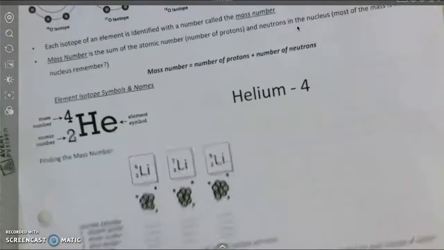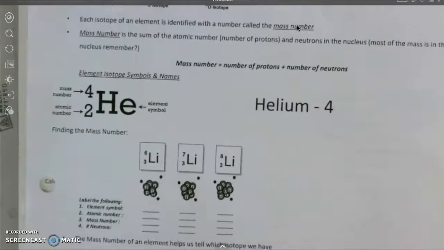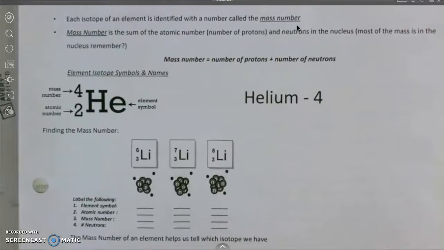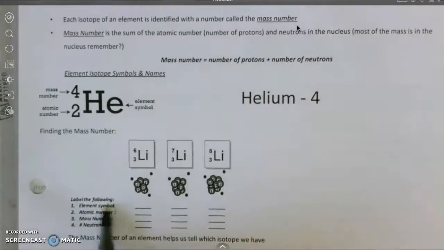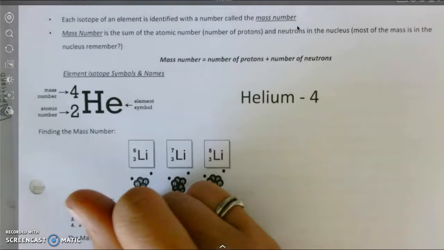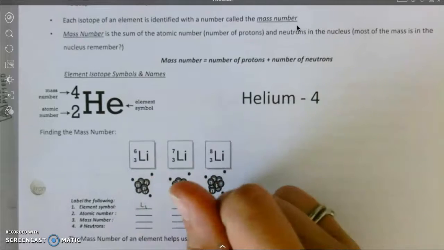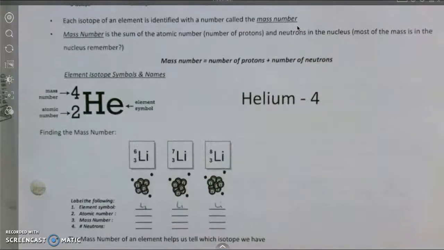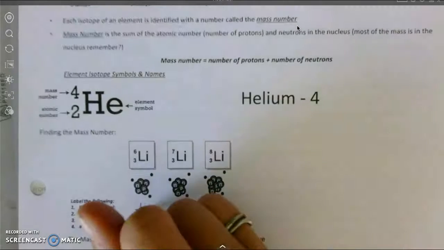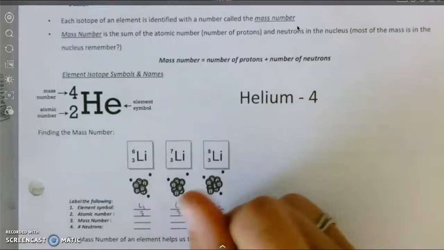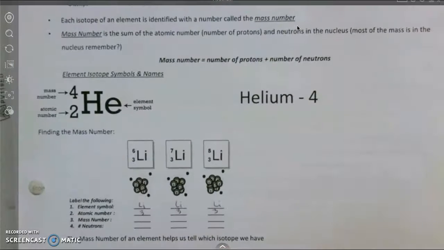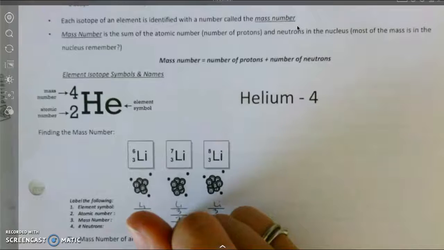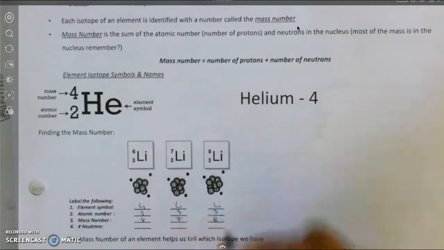Okay, so when I look at my different lithium atoms that I have here, the element symbol is Li for all of them. The atomic number is 3. You have 3 protons, that's what makes them lithium. The mass number is different though. This one has mass number 6, then mass number 7, mass number 8.